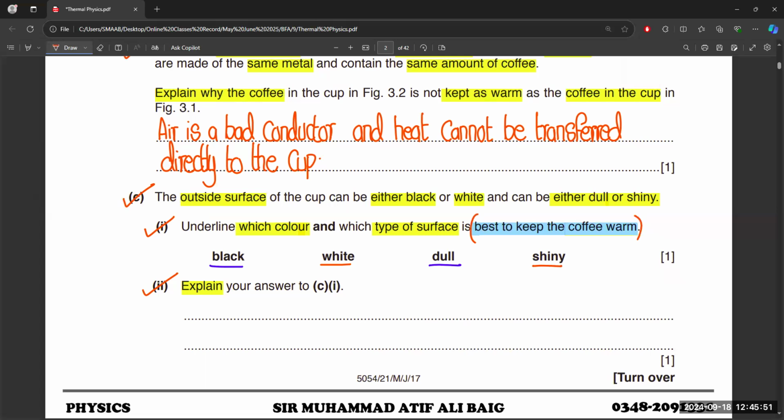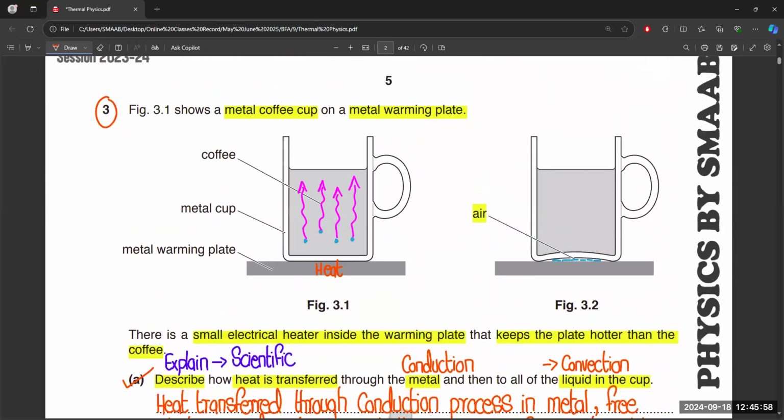Basically, black and dull are good absorbers, right? But the problem is they are good emitters also. So in this situation, what happens? When they get thermal energy from the heater, they also start to emit it out into the surrounding, because this cup is completely made up of metal. Metal is already a good conductor, and if you color it black and dull, it absorbs thermal energy and it also emits thermal energy into the surrounding. So in this way we easily lose thermal energy into the surrounding and continuously we are losing it.